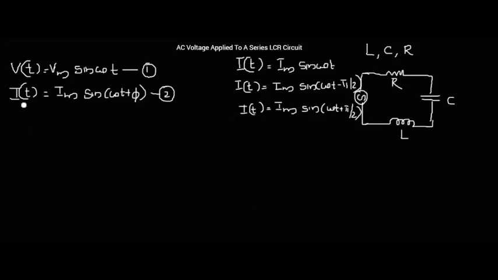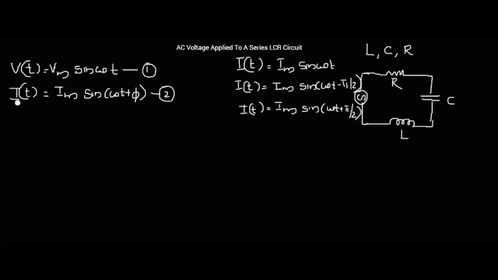Okay. Now before drawing the phasor diagram of a series LCR circuit, we know in a series LCR circuit, the current flowing through each component will be same. Whenever we are connecting the components in series, the current flowing through individual components will be same and the voltage across individual component will be different.